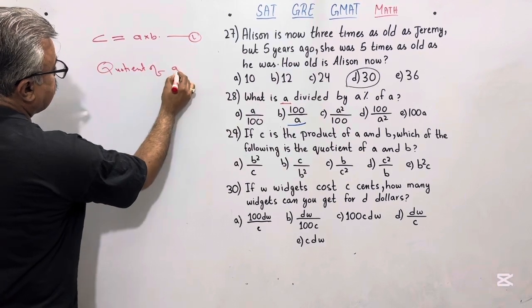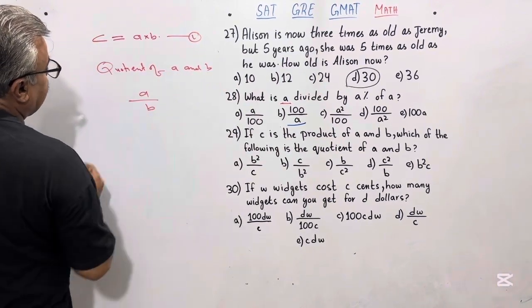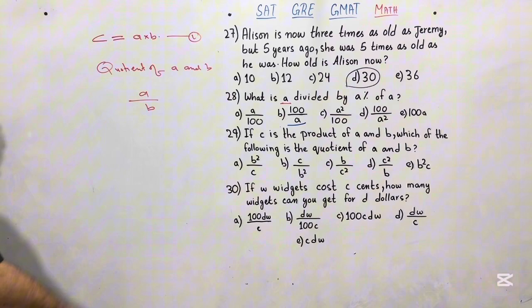Quotient of A and B means A over B, A divided by B. Now, have a glimpse at the options.